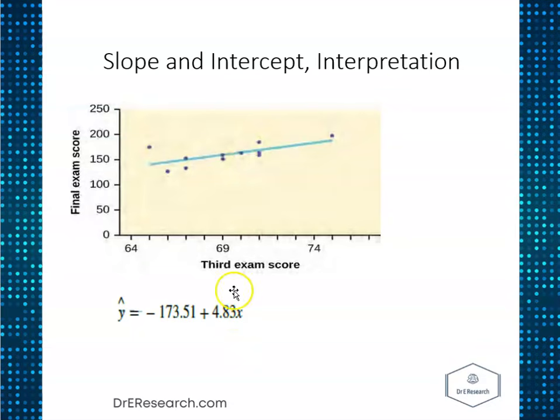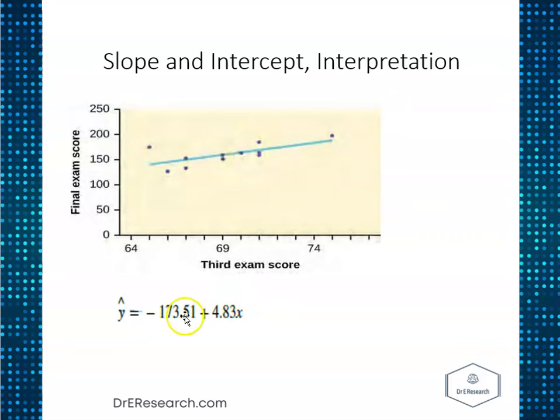And the way you interpret each of these values is important. Often the intercept may not apply to our situation. So let's take this example, third exam score and final exam score. If you put a 0 in for x, that cancels this part out, and I just have this. That's my y-intercept. My y-intercept is what y would equal if x is 0. So if a person scored 0 on the third exam, they would score negative 173 on the final exam. Obviously, that makes no sense, okay? You cannot score negative 173 on the final exam, hopefully.